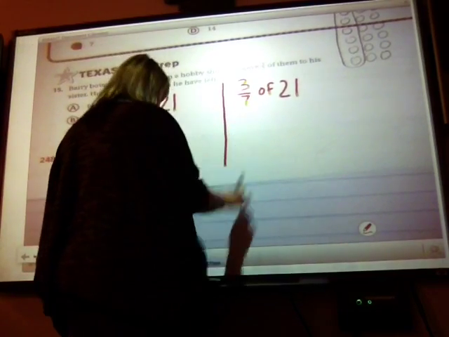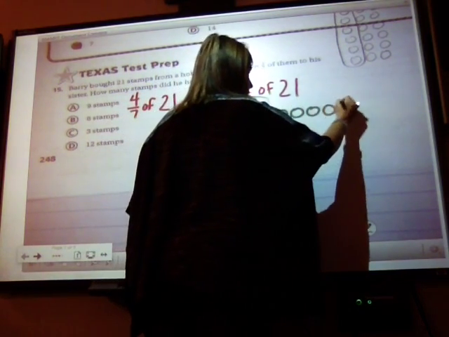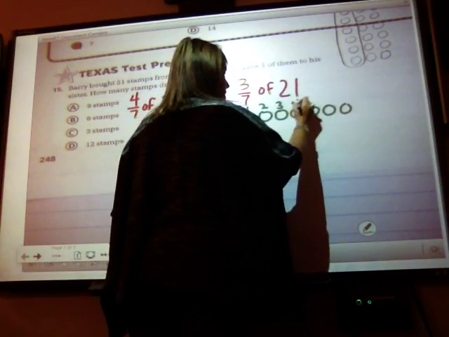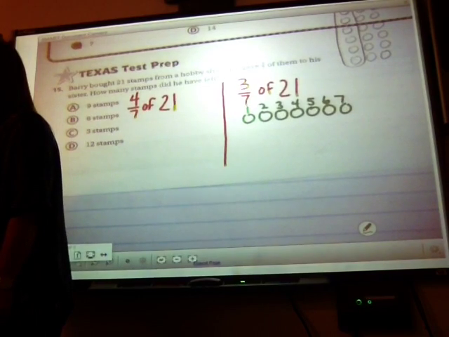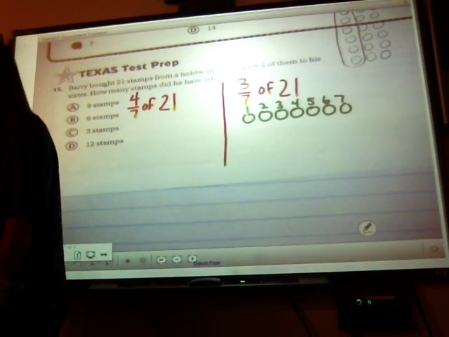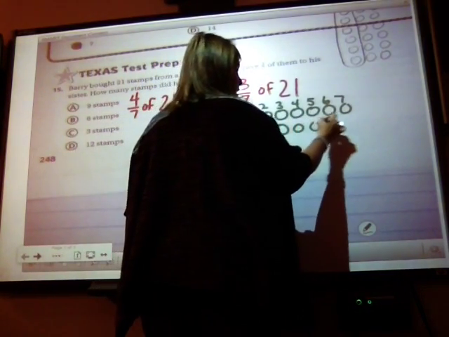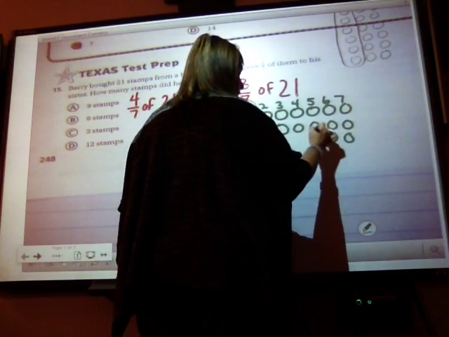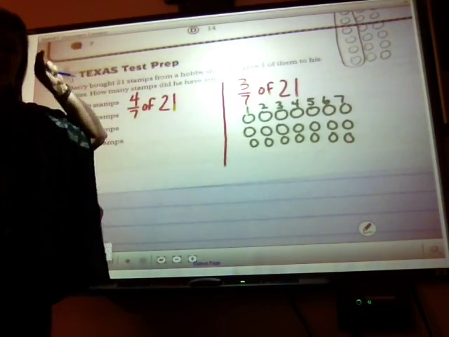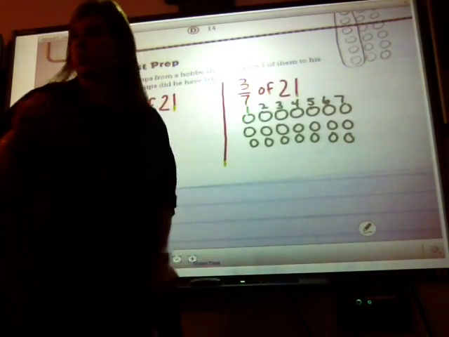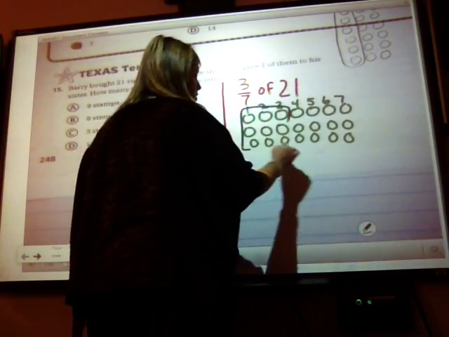Looking at 3 sevenths of 21, I'm going to do it in groups of 7. So there's 1, 2, 3, 4, 5, 6, 7. I'm going to do my number over. Do all of you need to do this? No. But those that are kind of confused about how to circle, this is your modification. So 7, 8, 9, 10, 11, 12, 13, 14, 15, 16, 17, 18, 19, 20, 21. As I'm looking at the numbers I use, I'm using 3 sevenths and 21. So that means I've got 3 out of 7 circled.